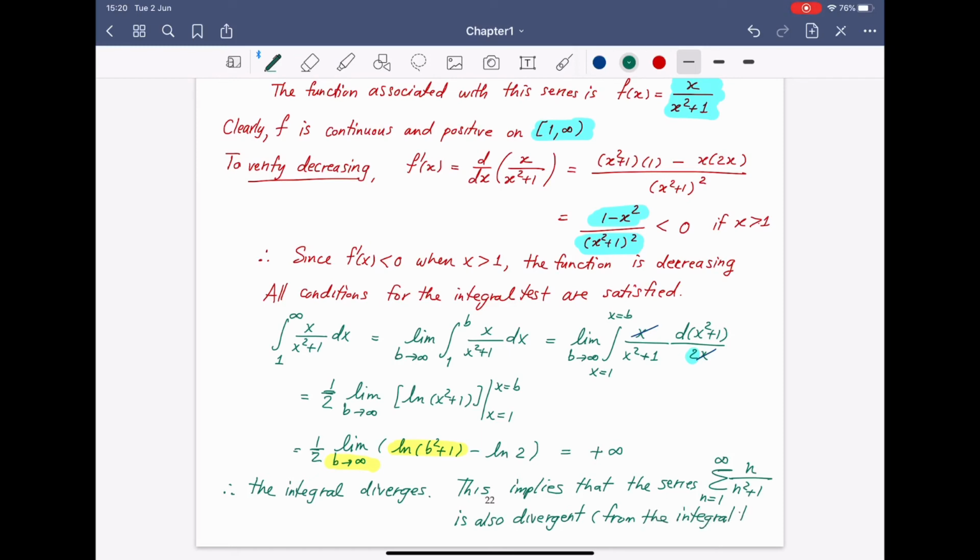You can see that the integral test is tough to use, but if you want to use it, you have to define your function f, check that the function is continuous, positive and decreasing, and then you integrate, and the result that you get from the integration is the result you use for the series as well. Alright, let's do one more example.